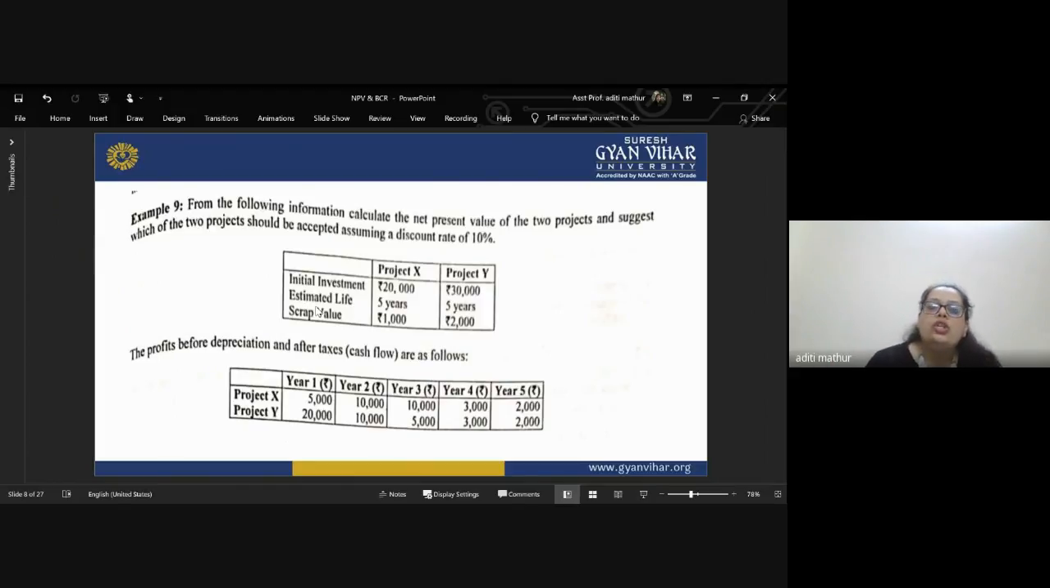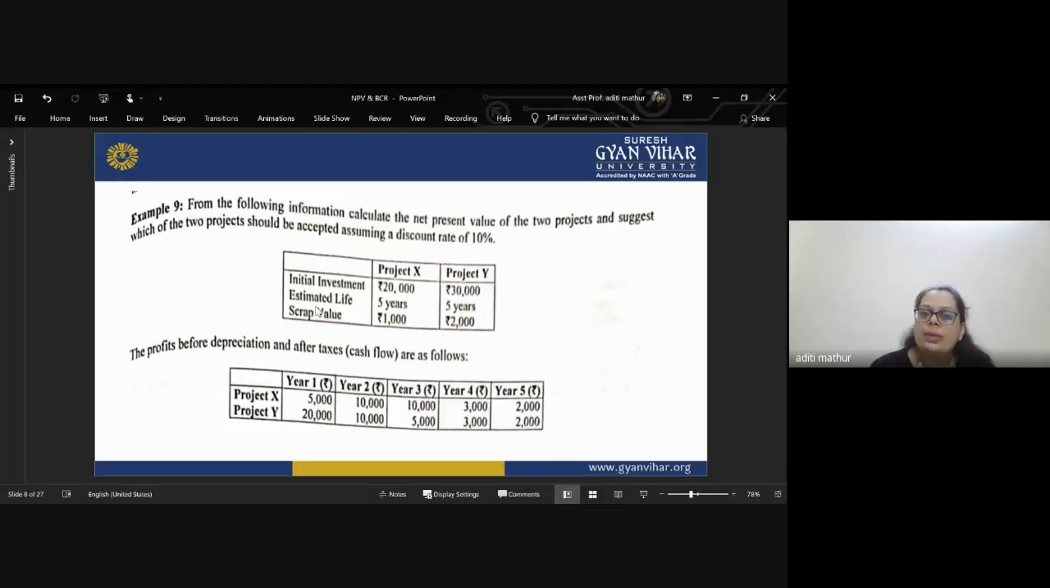So in this example, from the following information, calculate the net present value of the two projects and suggest which of the following projects should be accepted, assuming a discount rate of 10%. So they have given you the discount rate for the present value calculation, that is 10%. We have two projects, X and Y.